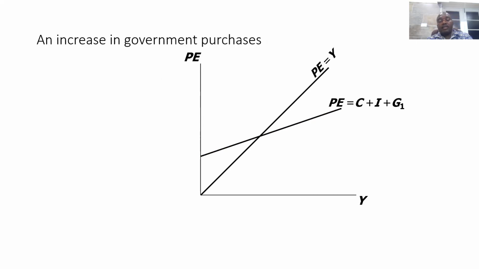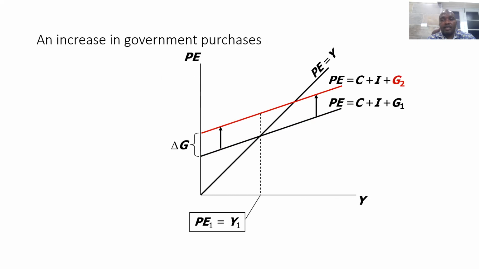So if there is a change in government spending, for instance, if government spending increases from G1 to G2, this shifts the planned expenditure curve or the aggregate expenditure curve upwards from G1 to G2, because the PEs are just labeled the same way.